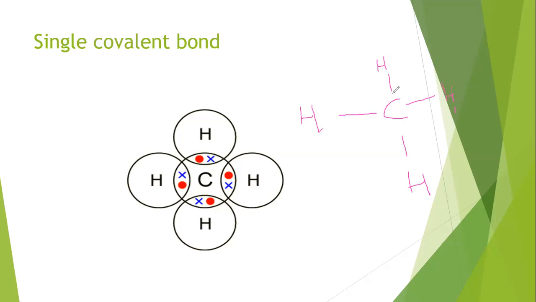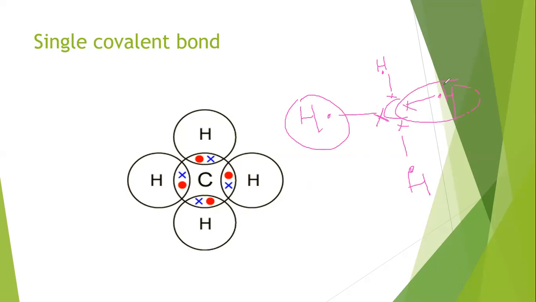This carbon has 4 electrons in its outermost shell and hydrogens have 1 electron in their outermost shell. So carbon needs 4 electrons to complete its octet. That's why this carbon is attached with 4 hydrogen atoms to complete its octet. Each hydrogen atom needs 2 electrons to complete its duplet. So each hydrogen atom is just sharing its 1 electron with the 1 electron of carbon.